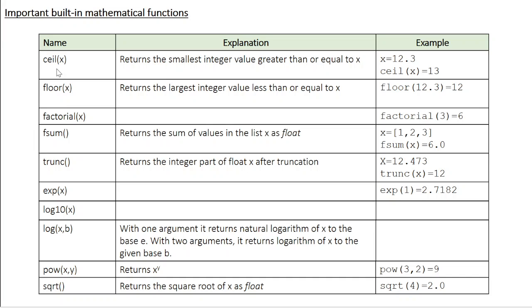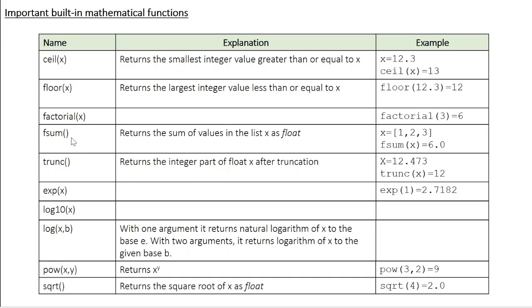Floor x, this is opposite of ceil. It returns the largest integer value less than or equal to x. So when I say floor 12.3, the largest integer less than or equal to 12.3 is 12. Then factorial x, it has the same meaning as the name. When you say factorial 3, this will give you the answer 3 into 2 into 1, which is 6.